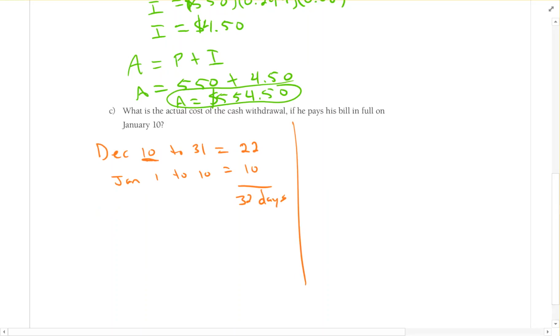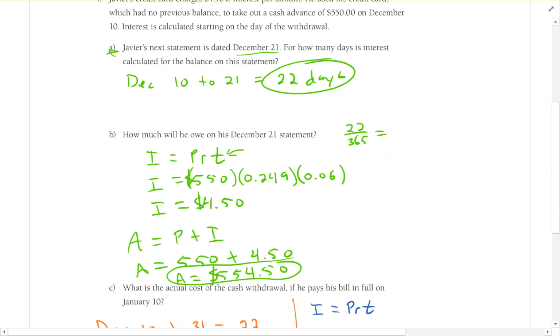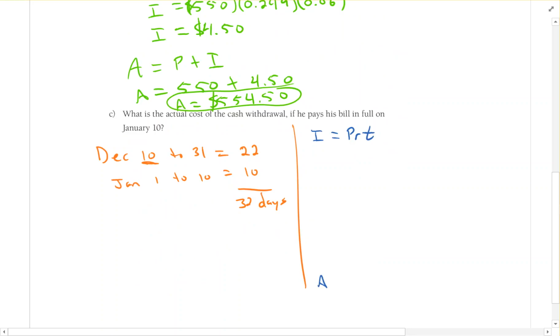Now we just need to do our formula again. I is equal to PRT. And I'm actually going to let you guys figure out the rest of this. We've done this enough times. Don't forget, though, that in the end, we are looking for A, not I. So figure out your interest, and then add that interest to your principal, and then that's what A is going to be. So go ahead and answer 10C now.